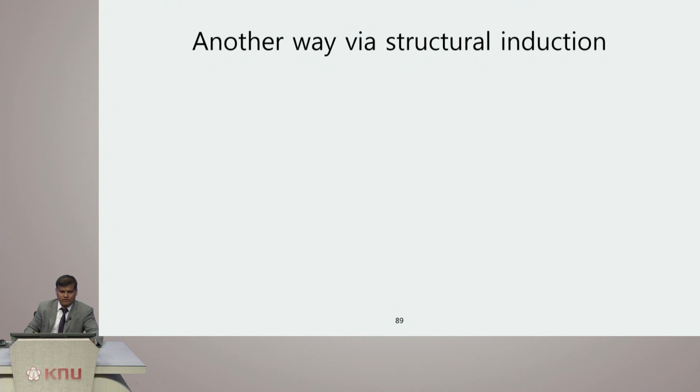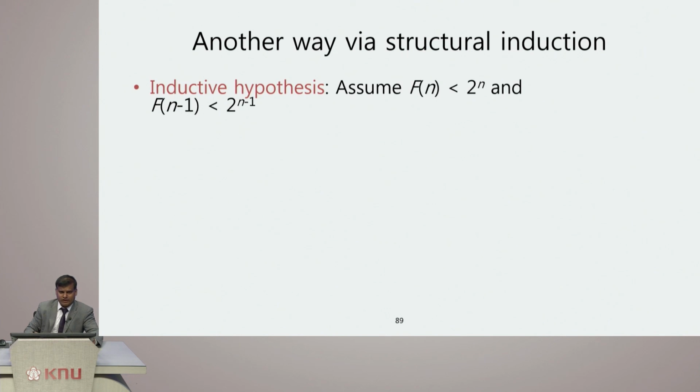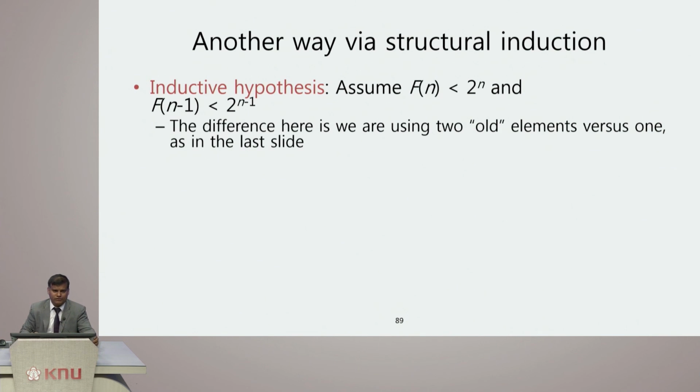So another way via structural induction is that the inductive hypothesis is f of n is less than 2 power n, and f of n minus 1 is less than 2 power n minus 1. So that's the previous term there. The difference here is that we are using 2 old elements versus 1 as in the last slide. In the last slide we just used one previous element, but here f of n is the old element and f of n minus 1 is again another old one, the previous element.